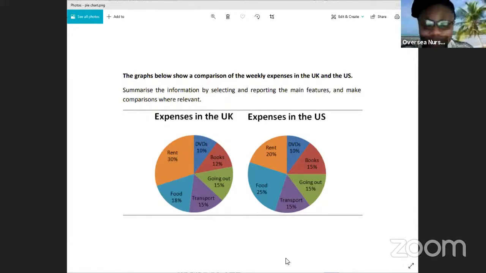So I said that the structure is the same, but the information is different. The structure is the same in the sense that you still have 3 paragraphs, but the information in your paragraphs is different. Unlike a line graph, if you have a double line graph, where you can describe one first, then the other one. For a pie chart, when you have a double pie chart, the most logical thing to do is to discuss the variables, group the variables and write about them.